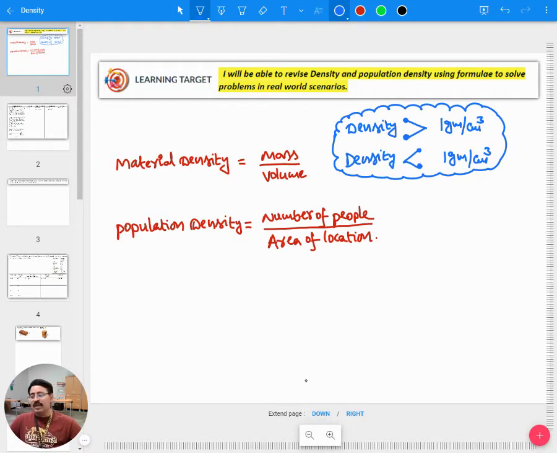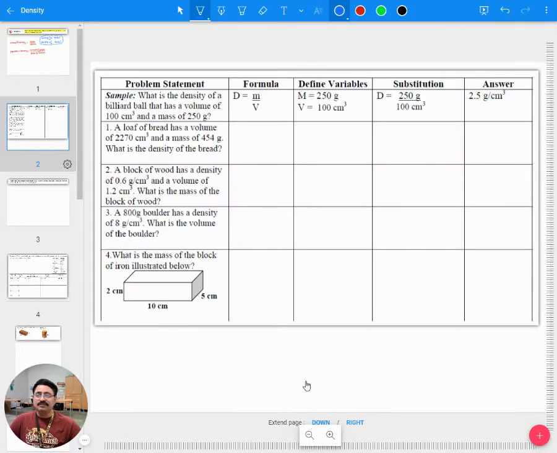So let's quickly jump to the first question of today's session. So there is a table of questions. The first question, so let me read and identify what the given information is. What is the density of a billiard ball that has a volume of 100 cubic centimeters?